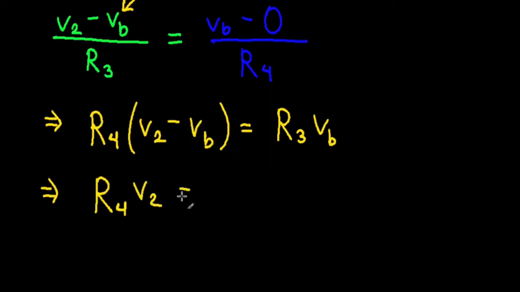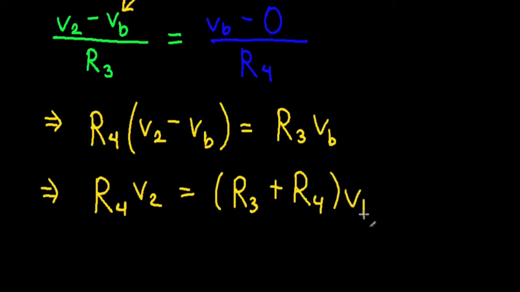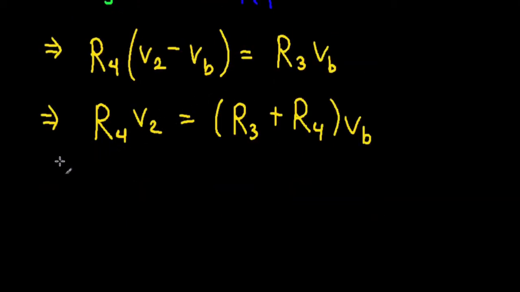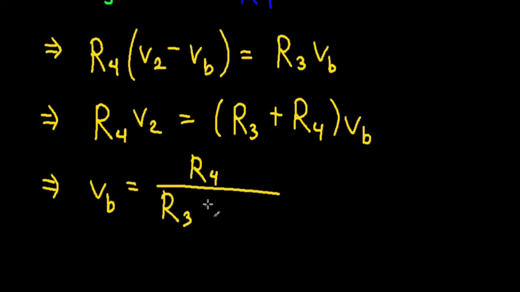This thing goes out. We're basically just moving this to here, so we're adding that. So what we get here is R3 V sub B plus R4 V sub B. We can take a V sub B factor out. Okay, and now to find V sub B, all we have to do is divide by R3 plus R4. So V sub B is going to equal R4 divided by R3 plus R4 multiplied by V2.